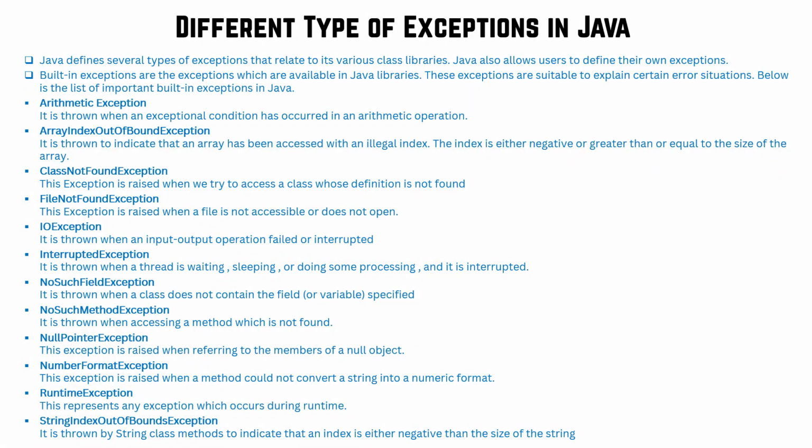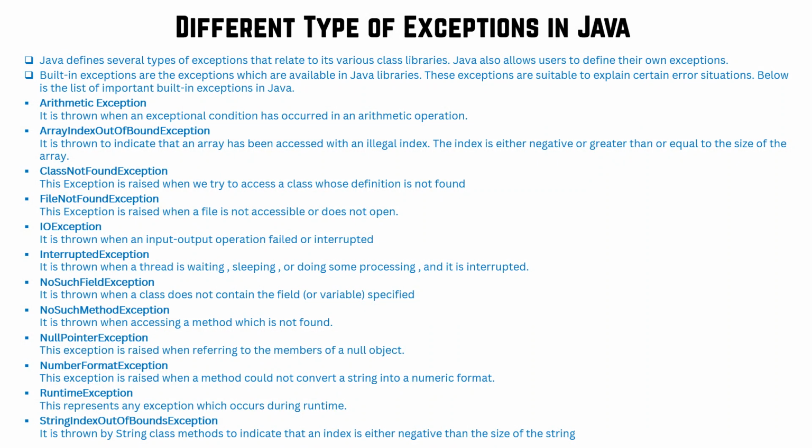NoSuchFieldException: when a class does not contain the field or variable specified, because that variable is no longer visible, or removed or renamed. NoSuchMethodException: whenever you try to access a method which is not there, or removed or renamed or moved to a different class. NullPointerException: in case you define a string as null, and after that you want to print the length, it will throw the null pointer exception.